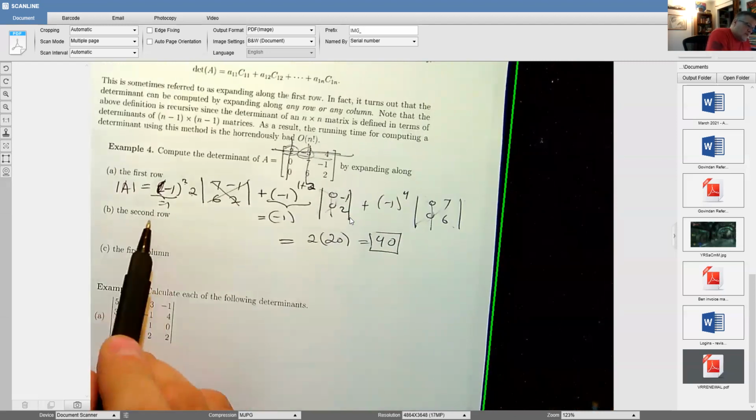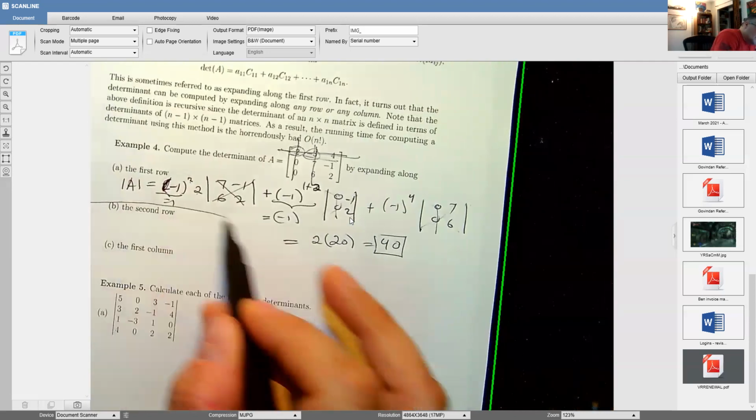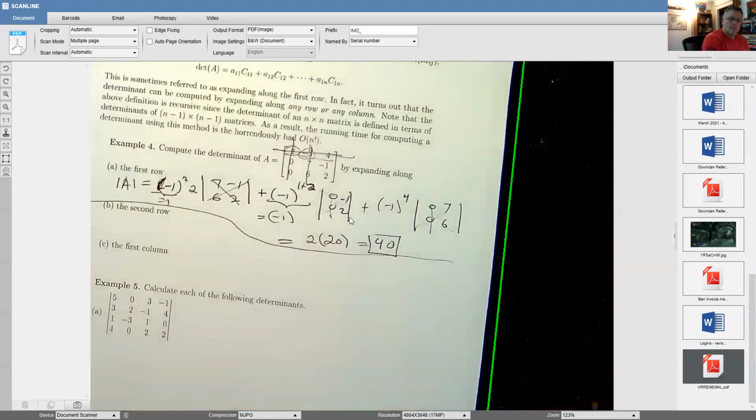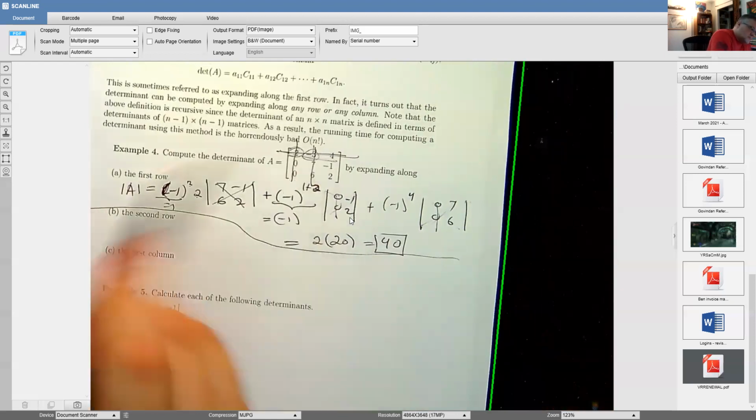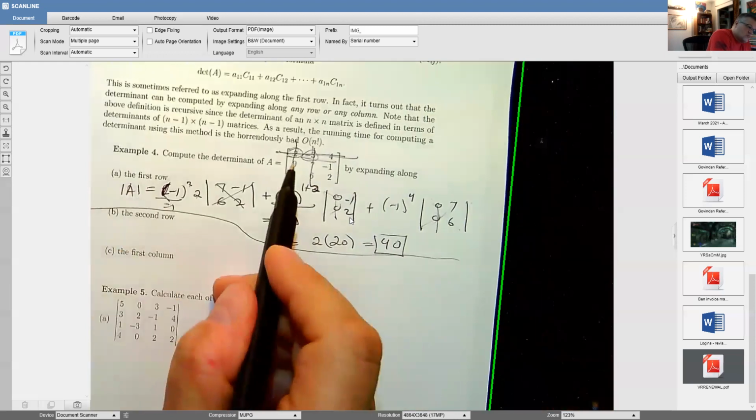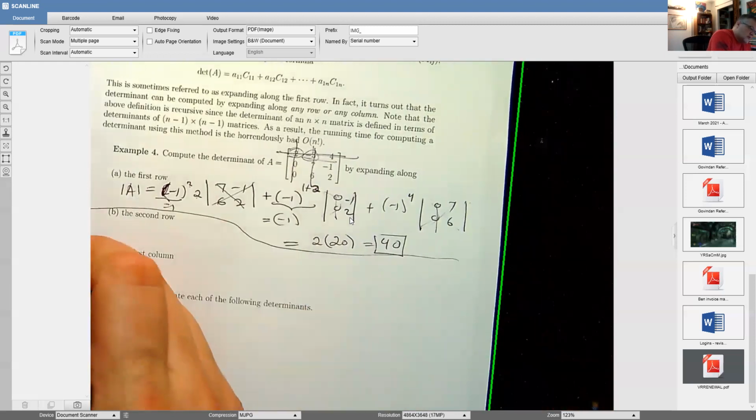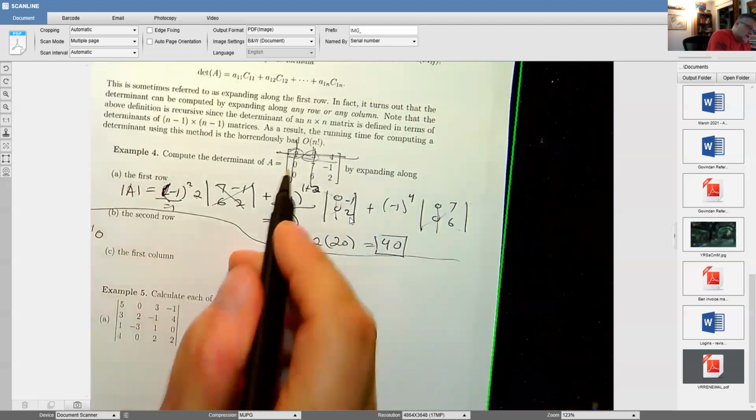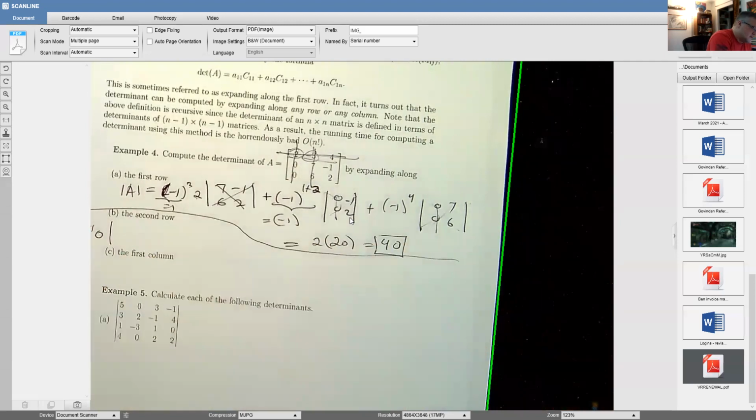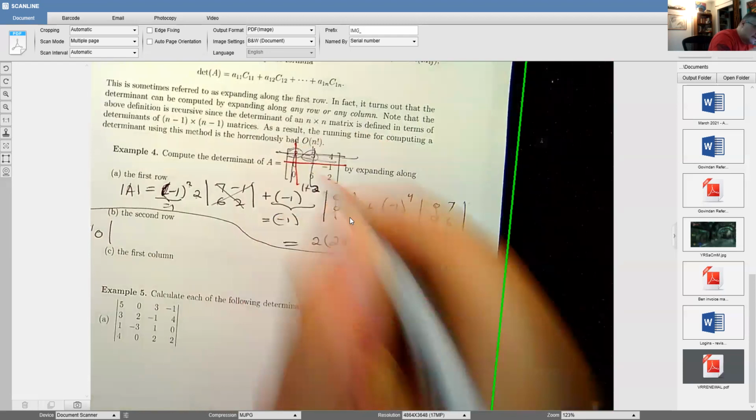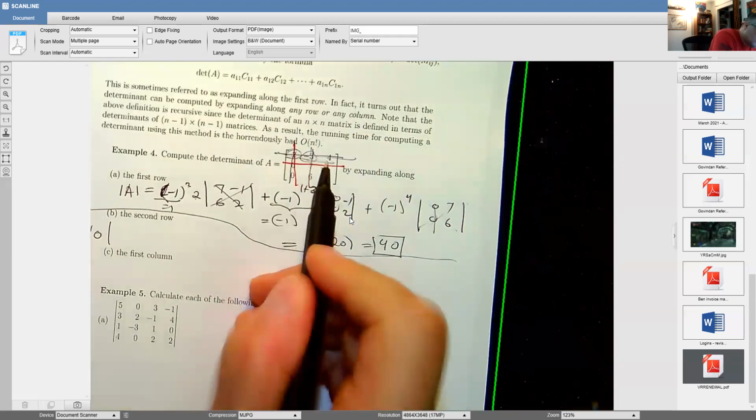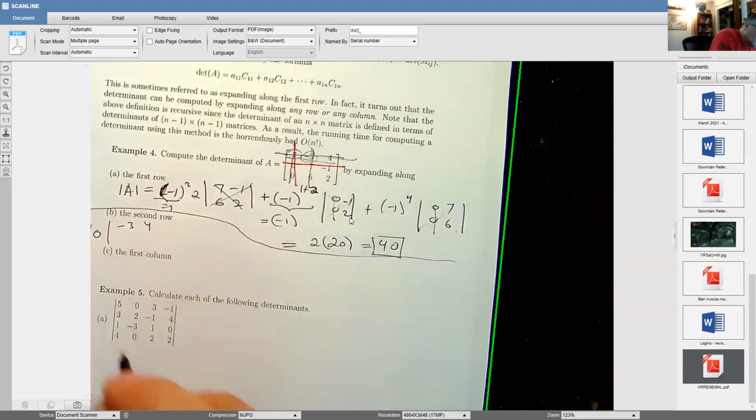All right. If I were to use the second row instead, so I didn't like to use the first row. Let's use the second row. Well, here then, if I choose to do that, I need to multiply by -1 to the row plus the column. I'm in the second row plus the first column. 0, that's the number, times the row and the column containing 0 go away. And so I'm going to throw out this and that. So I have to take the determinant of what remains after throwing those out. That's this guy.